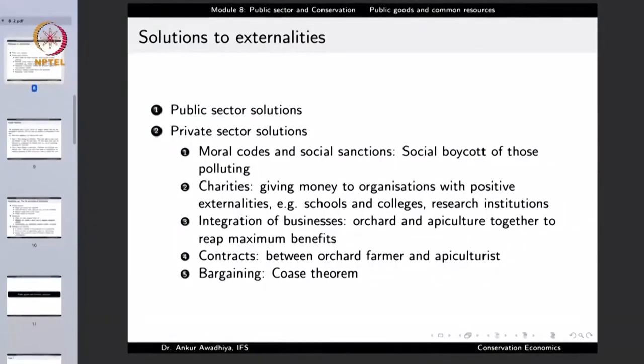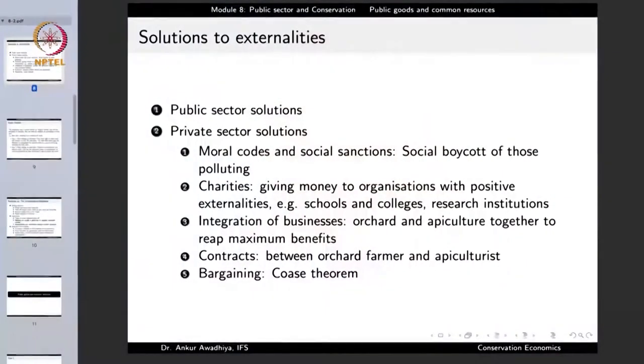So this is another way in which the government is not needed, but if people in a society find that research institutions are good for the society, because they are going to increase the efficiency, they are going to lead to better healthcare, better education, then they can themselves provide certain amount of money to these institutions. Integration of businesses such as orchard and apiculture together to reap maximum benefits, contracts and bargaining. So these are all different solutions to externalities.